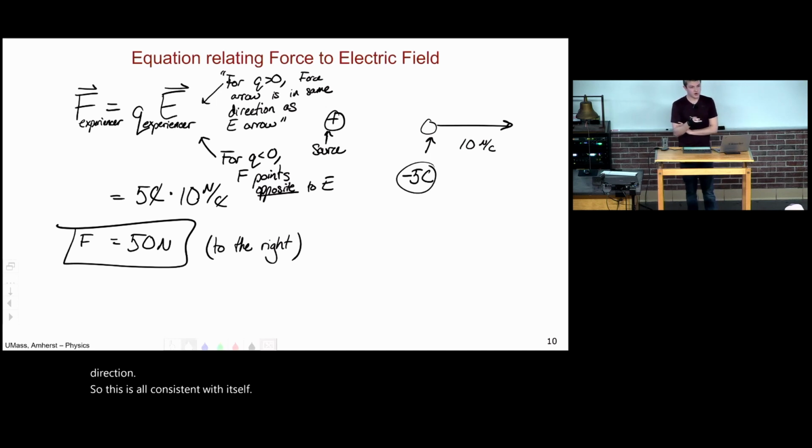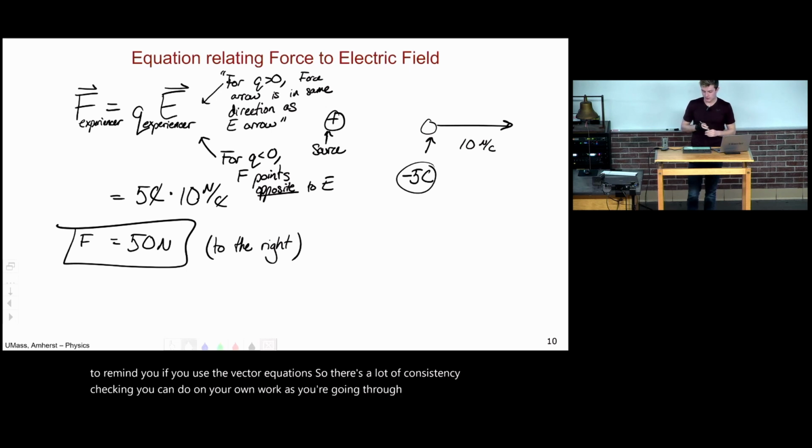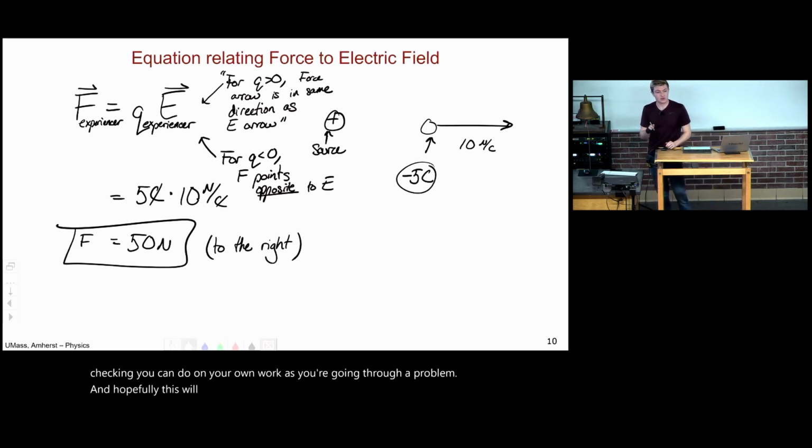Anytime you have a negative charge, yes, there is some weirdness that the push is not in the direction of the electric field, but the equations sort of build that in to remind you if you use the vector equations. So there's a lot of consistency checking you can do on your own work as you're going through a problem. And hopefully this will help you guys avoid getting tripped up by any minus signs, because there are a ton of minus signs that appear in electricity.